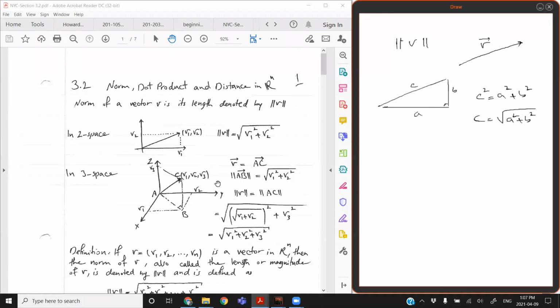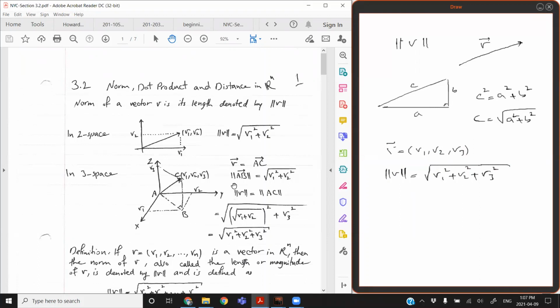Now in R3, it can also be proved that the norm of a vector, if v is v1, v2, v3, a vector from R3, is going to be root v1 squared plus v2 squared plus v3 squared, which is going to be very similar to this one. So you just have an extra component, v3.